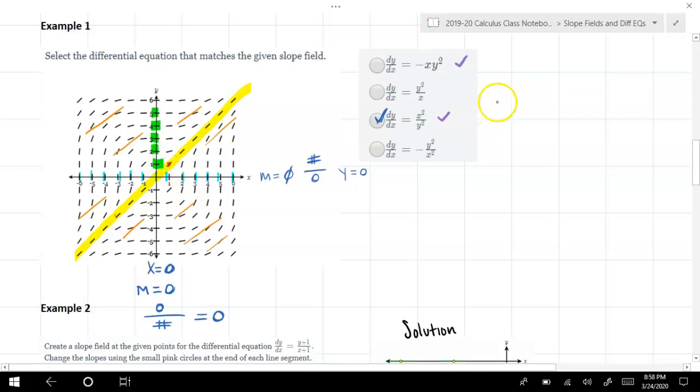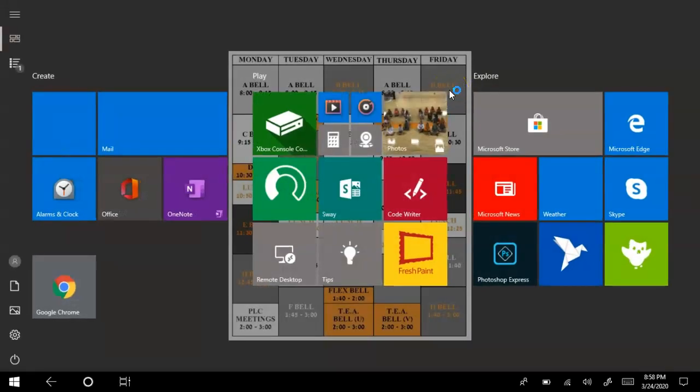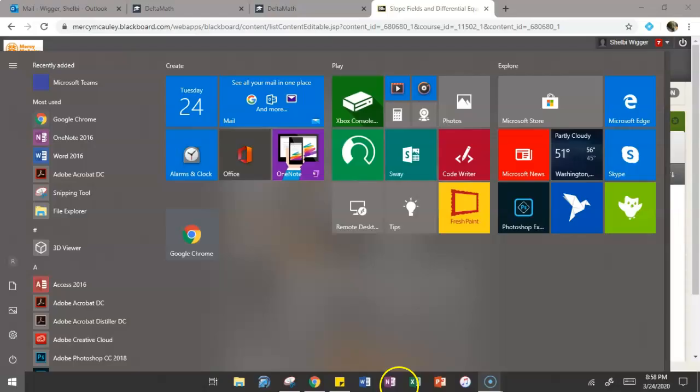So if I sub in the point (1, 1), I want to get the slope dy/dx to equal 1. Well, let's see where that would happen. That would not happen with the first one. It would happen with the second one. And what happened with the third one?